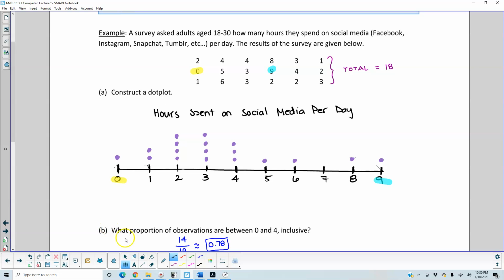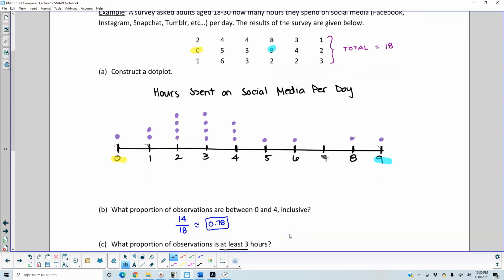Now for part B, it says, what proportion of observations are between 0 and 4 inclusive? Okay, so how do we find that? Inclusive means that you need to include 0 and 4. So let's take a look at all the dots between 0 and 4 and count them. We have 1, 2, 3, 4, 5, 6, 7, 8, 9, 10, 11, 12, 13, 14. So that's 14 out of the total of 18. So the proportion is 0.78 of observations that are between 0 and 4 inclusive.